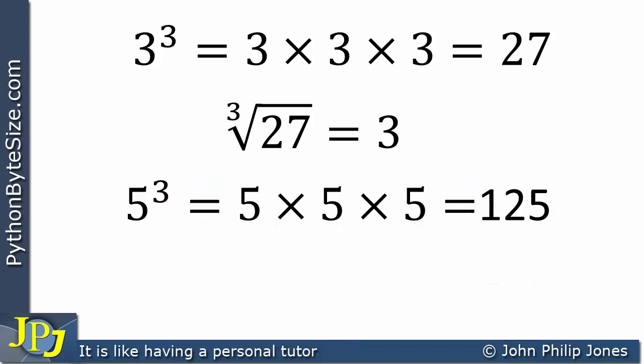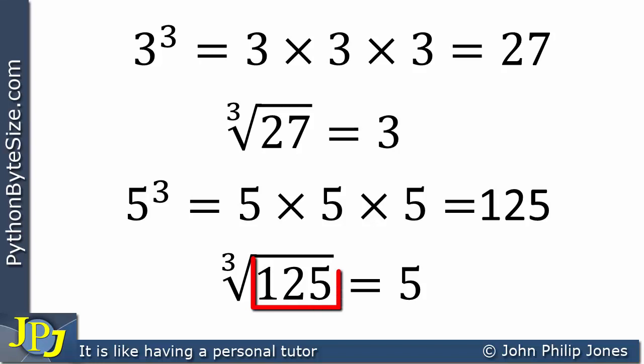Now that can be written down as shown here. There's the 125 inside the root symbol, and here we've got the little 3. So this is saying what's the cube root of 125, and we can see that it equals 5. Try that on your calculator if you so wish.